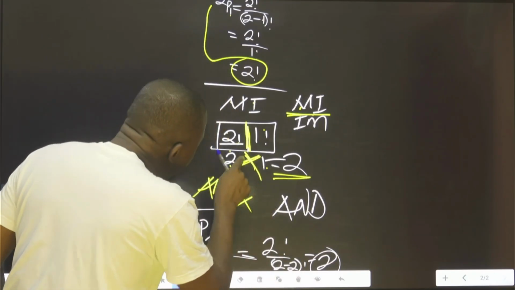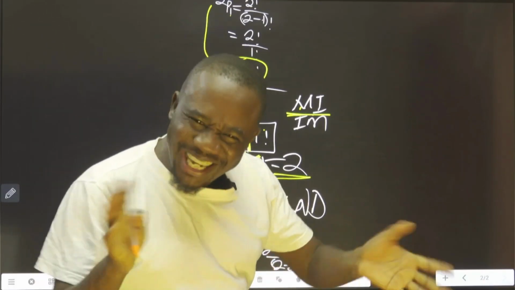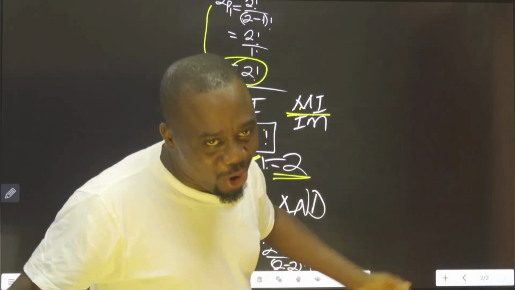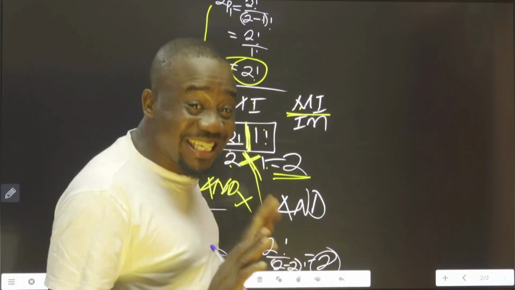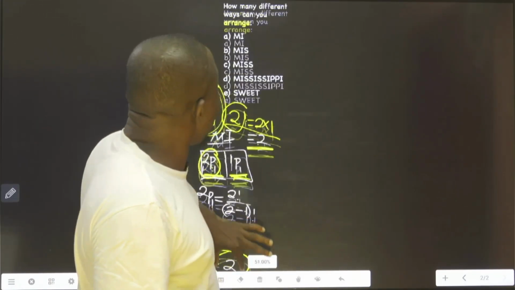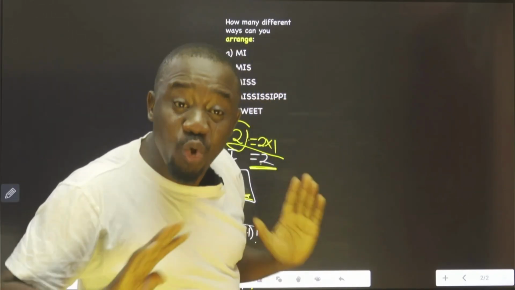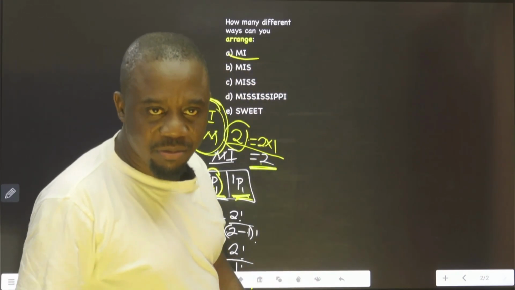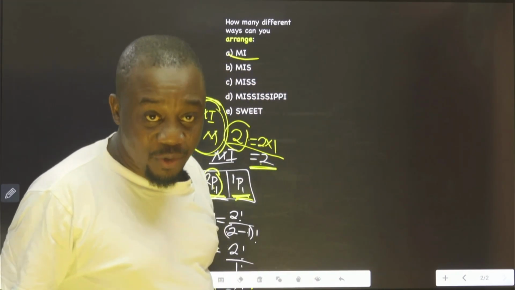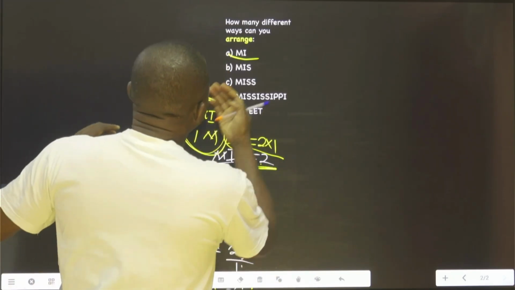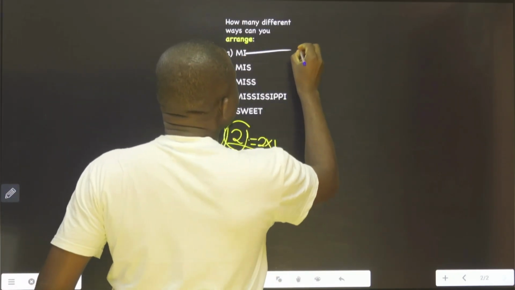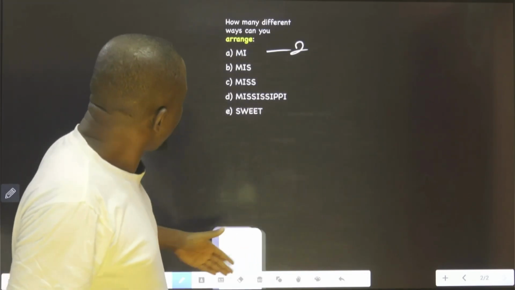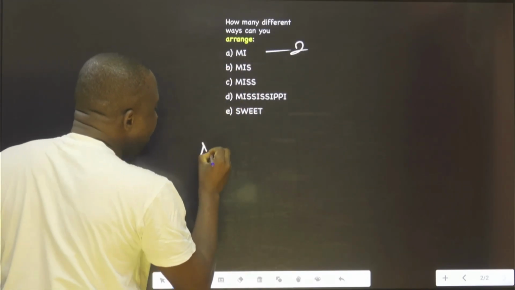So the reason why I put multiplication here is just breaking down the theory or the understanding behind the scene. But in the example, it's just 2 factorial, because here there is no repetition of letters. You get it now? Okay, good. Now it means that this one is equal to 2. Now let's go for the second one. This second one is MIS.